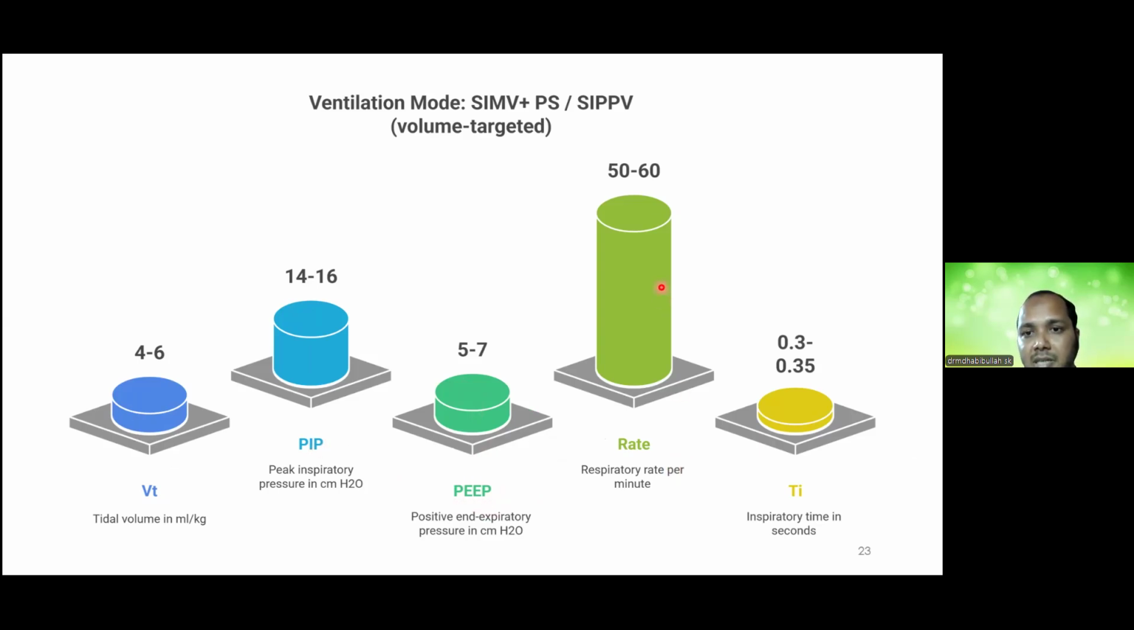The starting rate is usually 50 to 60, and the time constant is low, so we keep the TI at 0.3 to 0.35. And if we use SIMV with pressure support, the pressure support part should be set so that you can achieve 2/3 to 3/4 of the safe tidal volume, or you may use 30% of the PIP of the SIMV breath.